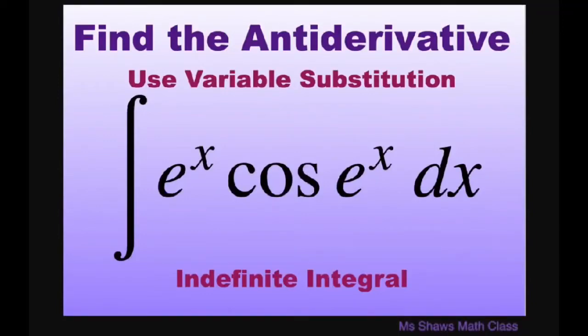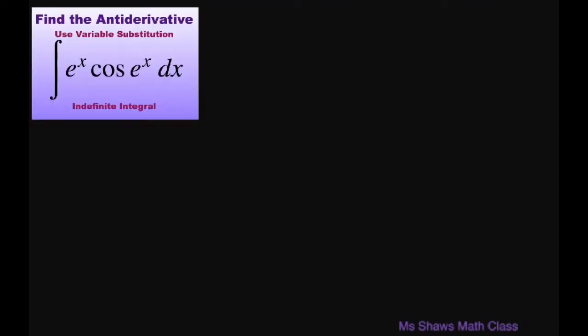Hi everyone, we're going to find the antiderivative using variable substitution. We have e to the power of x times cosine of e to the power of x dx. Alright, since we have this e to the power of x dx, let's let our t equal e to the power of x. Or you can use u, a lot of people use u.